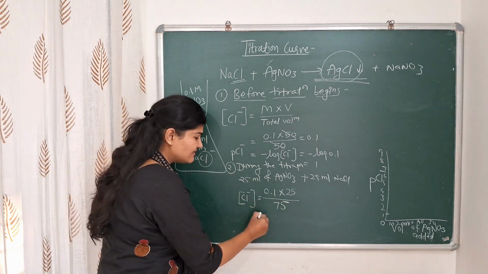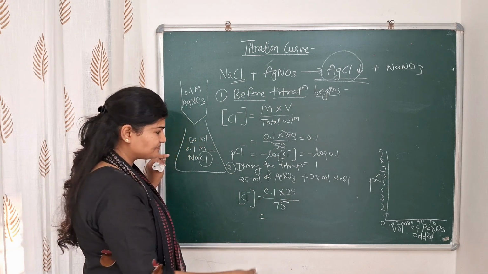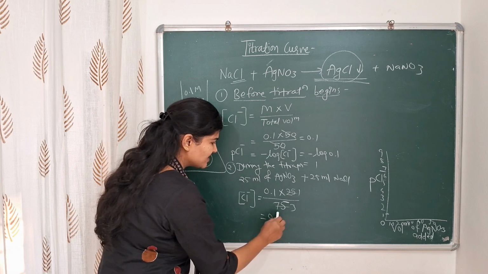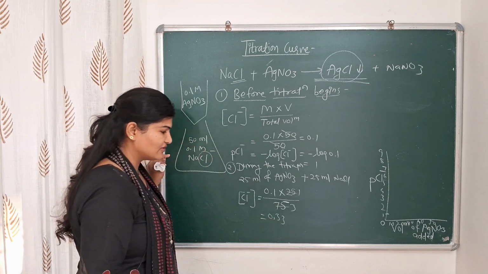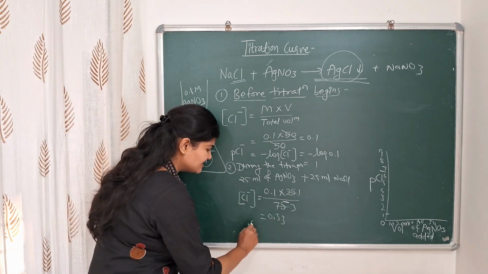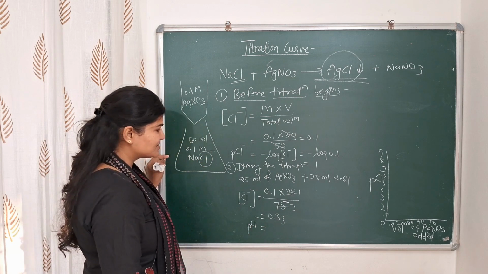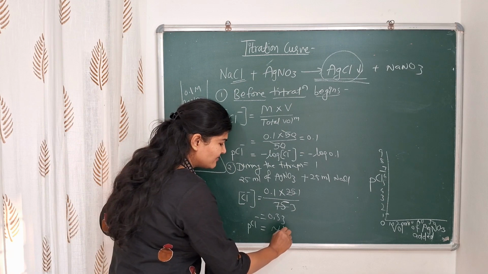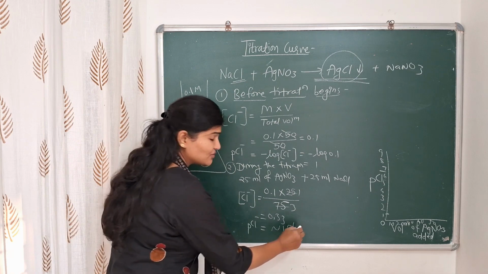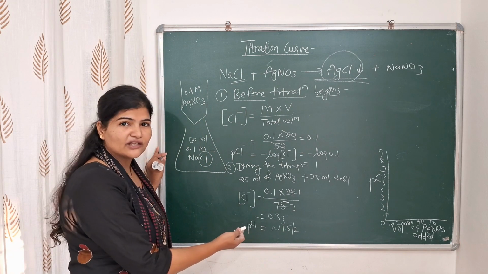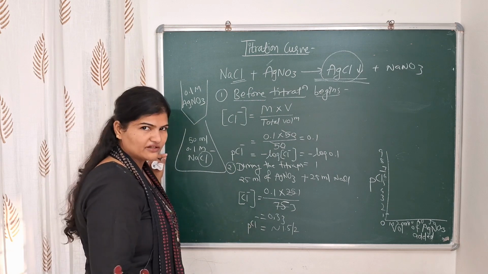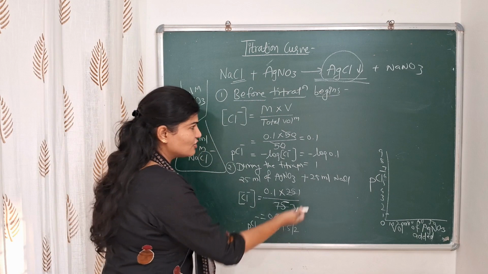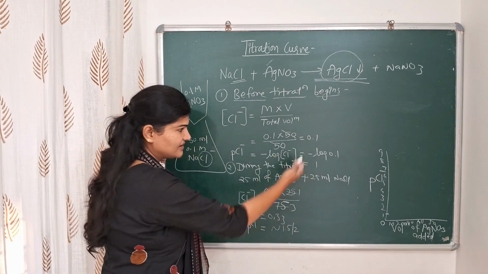If I solve this, I will get something like 0.33 as the answer, and the pCl minus value, if I solve, will be around 1.5 to 2. I have not solved it. It is very easy to calculate on a calculator. You can do it, just understand the concept. So basically the value is not differing much from 1 and 2.